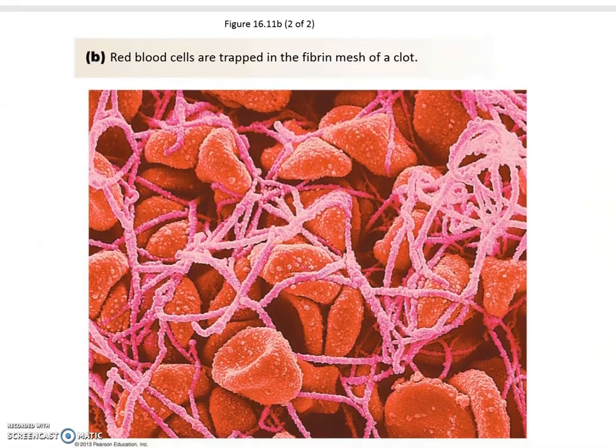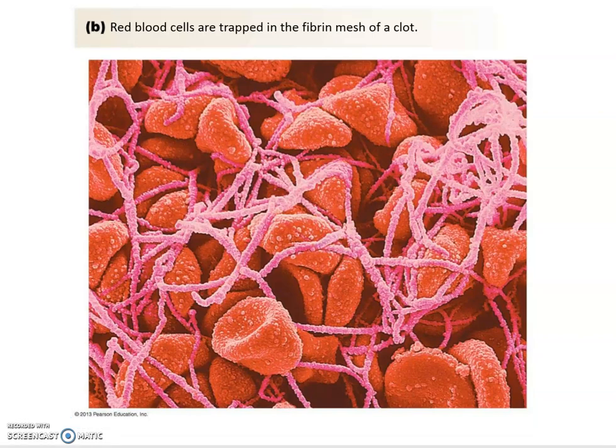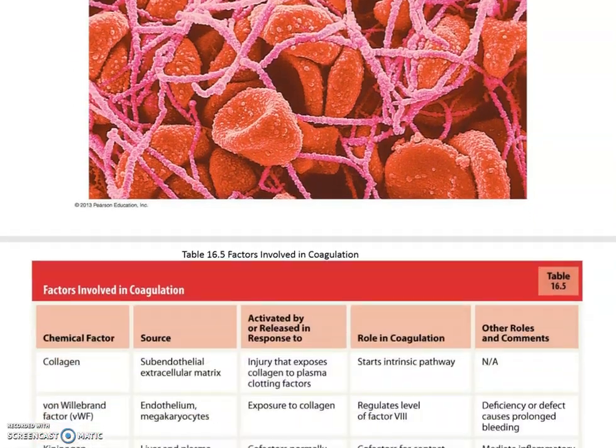So here would be a nice picture. There is this mesh of fibrin, sticky fibers, and a bunch of platelets that get stuck there. Also, red blood cells get stuck in this mesh of fibrin, and they will seal the cut or the wound, and then you're preventing further blood loss.